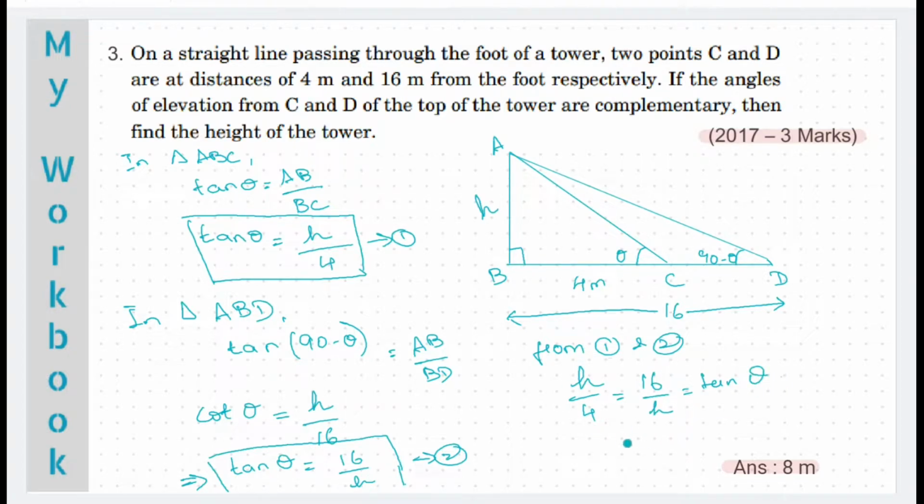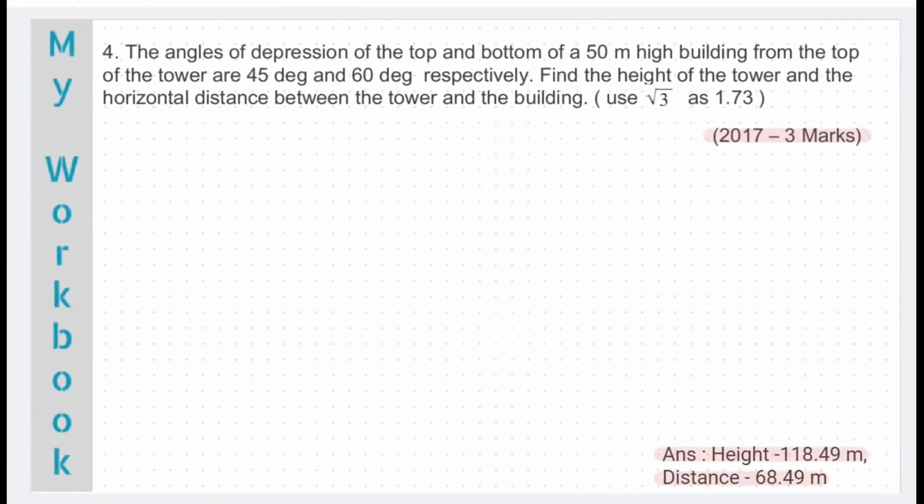So from here we get by cross multiplying h square as 16 fours are 64. So h will be 8. So height of the tower is 8 meter. Let's go on to the next sum.